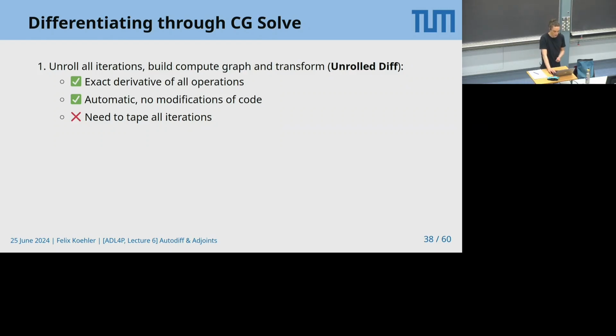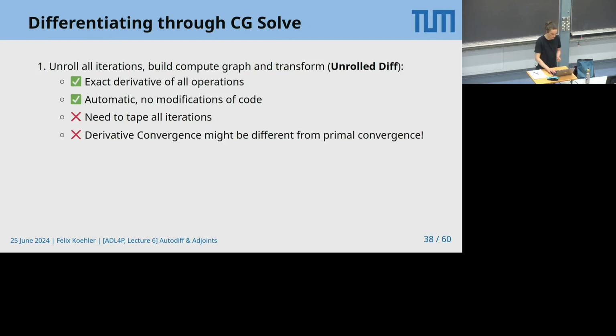And a detail, unfortunately, we won't have time to discuss, is that the convergence of the derivative might be different from the primal convergence. This is a very interesting observation. At first glimpse, it might contradict it being the exact derivative, but I will just leave that here for completeness. So what is the alternative?